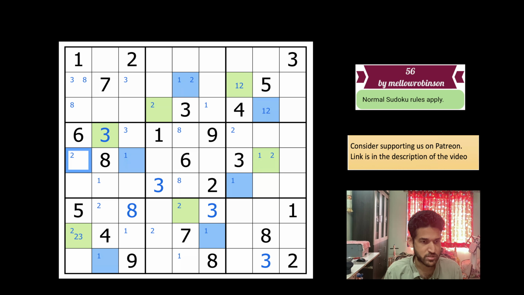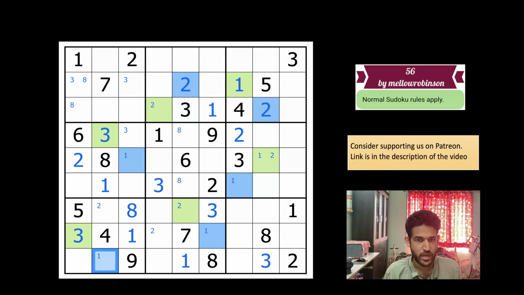So 2 goes here, so this is 3. Now 2 is not here, so 2 goes here. So this is 1, this is 2. 2 cannot be here, so this is 2. And 1 has to be here now, because every box we had reduced 1 and 2 to exactly 2 cells. 1 is here, 1 is here, 1 is here, right? And 1 is here. So all these cells can be removed of its color. Right.